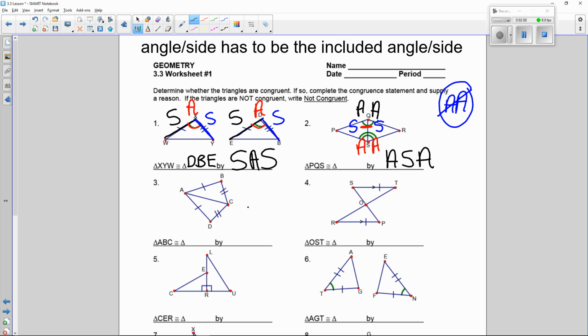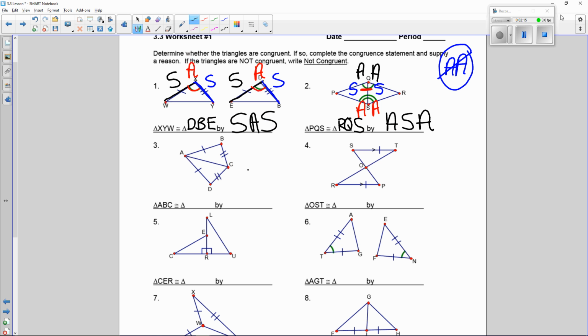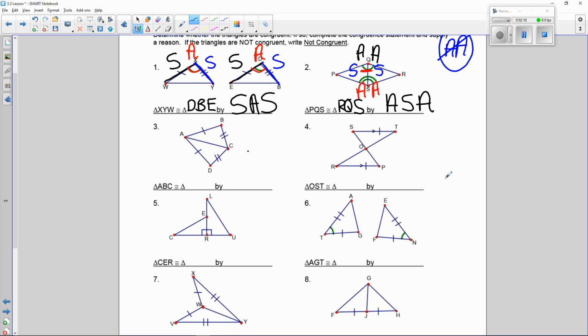Notice the order, they use the order of triangle PQS. So when we write our second triangle, we need to write it in the same order. So triangle PQS is congruent to triangle RQS. No other order works there. Pause the video if you need to.